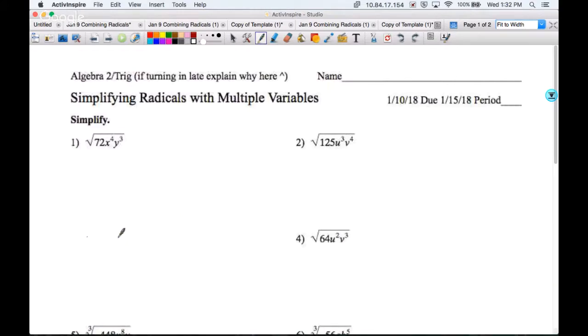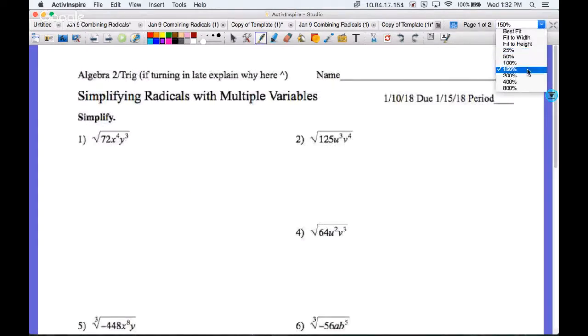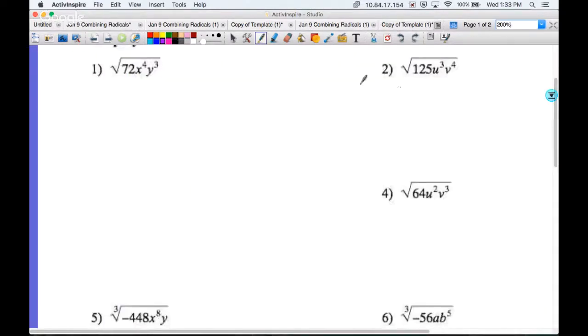For number one, I'll do the longer method, which I've been calling our jailbreak metaphor. Let me zoom in a little bit more too. Here we go, number one. In the jailbreak metaphor, I need to do the prime factorization of the numerical part. 72, for example, can be split into 9 times 4. 9 can be split into 3 times 3. 4 can be split into 2 times 2. Now all of these numbers are prime, so we're done.